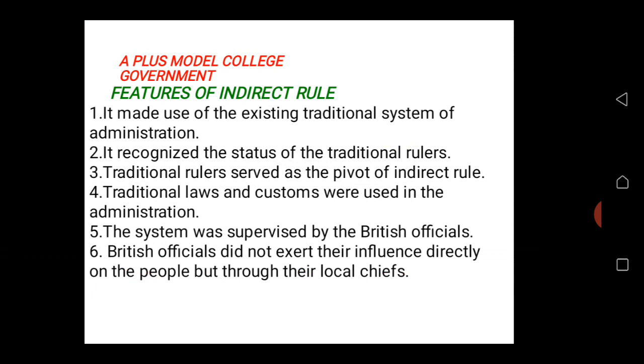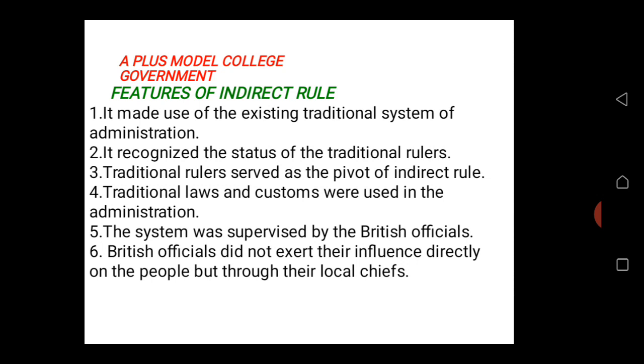Let's look at the features of indirect rule now. Number one, it made use of the existing traditional system of administration. Number two, it recognized the status of the traditional rulers. Number three, traditional rulers served as the pivot of indirect rule. Number four, traditional laws and customs were used in the administration. And number five, the system was supervised by the British officials. Though they made use of traditional rulers, they were the ones supervising it.